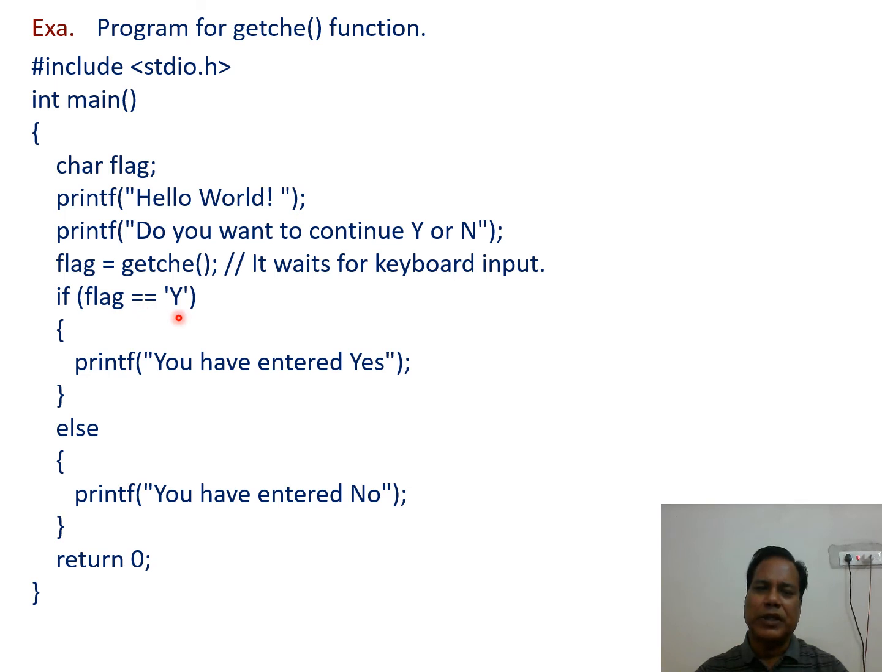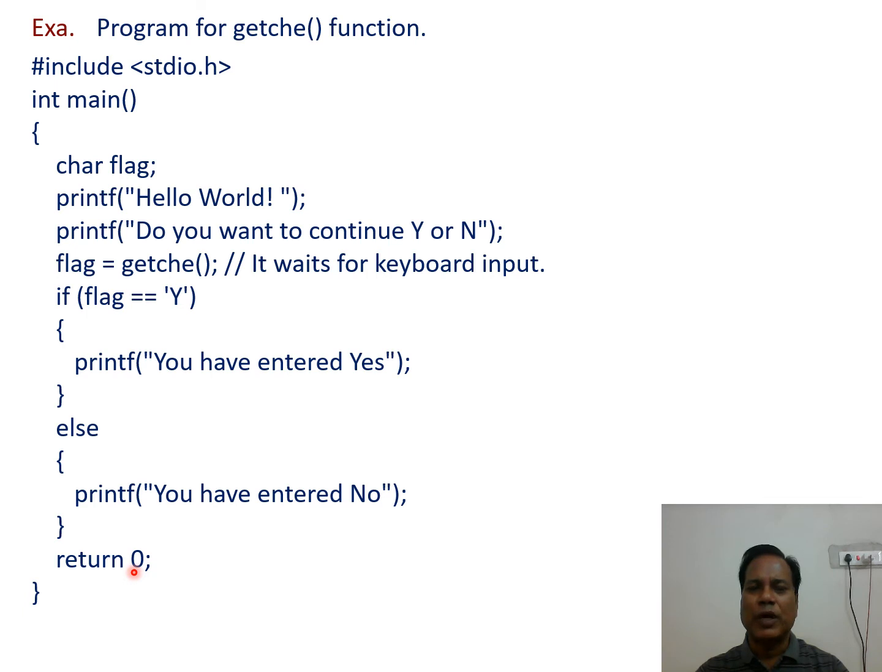Then using the if else statement, the entered character is checked whether it is y. If this condition is true, then the message You have entered yes is printed on the output screen. If the condition is false, then the message You have entered no is printed on the output screen. And after printing one, the last statement is return 0, that informs the operating system that the program ran successfully.